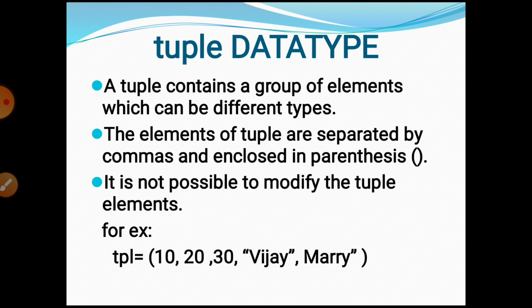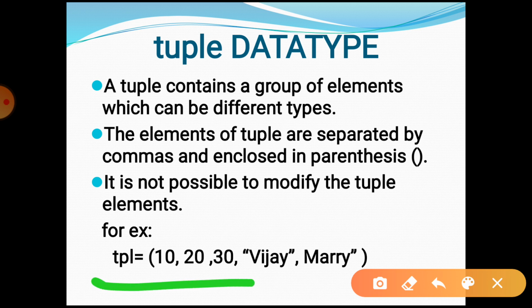For example, here is the example. Here a tuple also looks like a list because we can store different types of values, but the difference is that the values cannot be modified at runtime and they are stored in parentheses. In case of a list, we have to use square brackets.